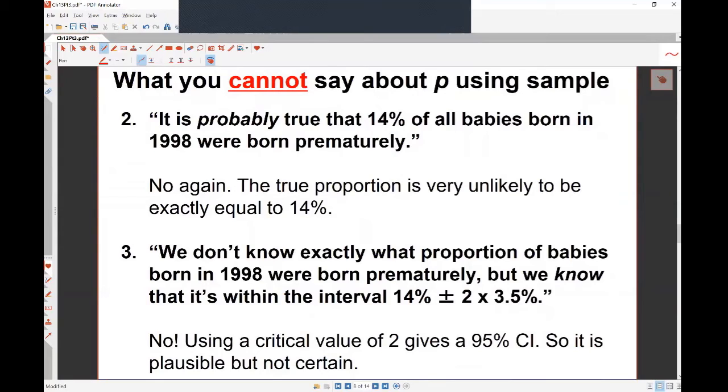So in my third statement here, you'll see here 2 times the standard error. So this is a 95% confidence interval that's being constructed.